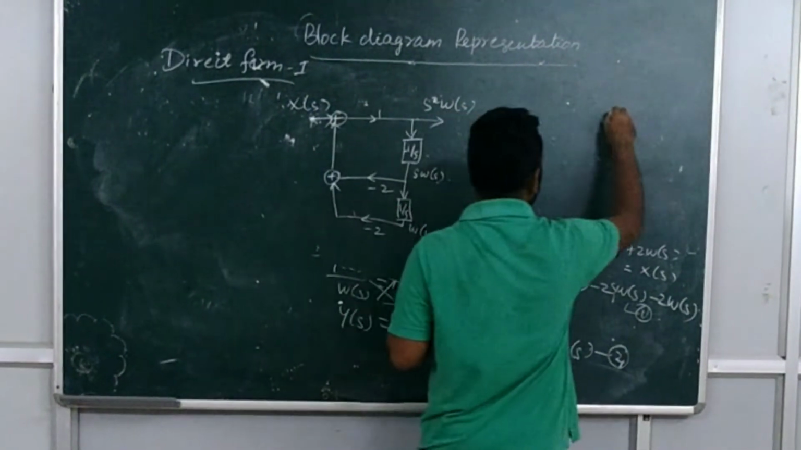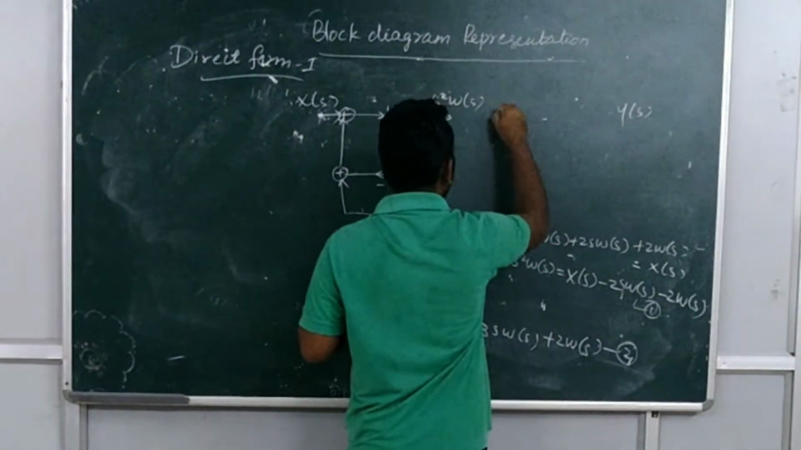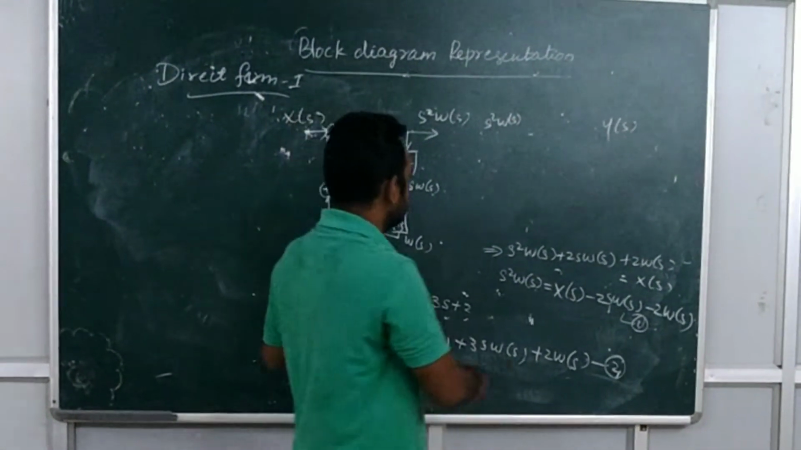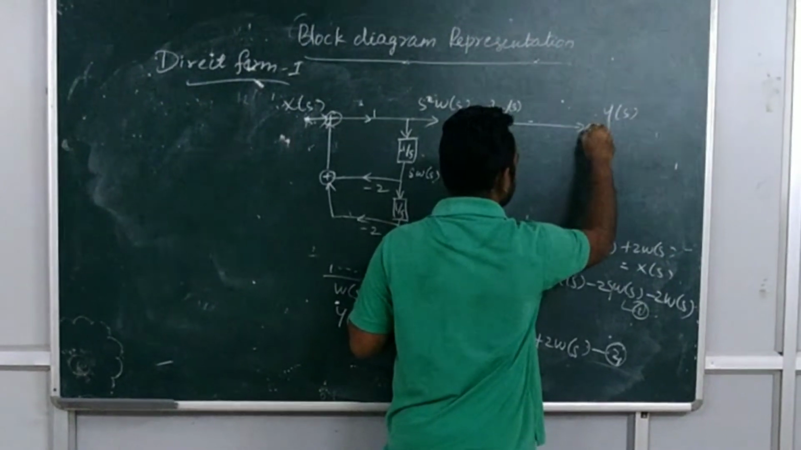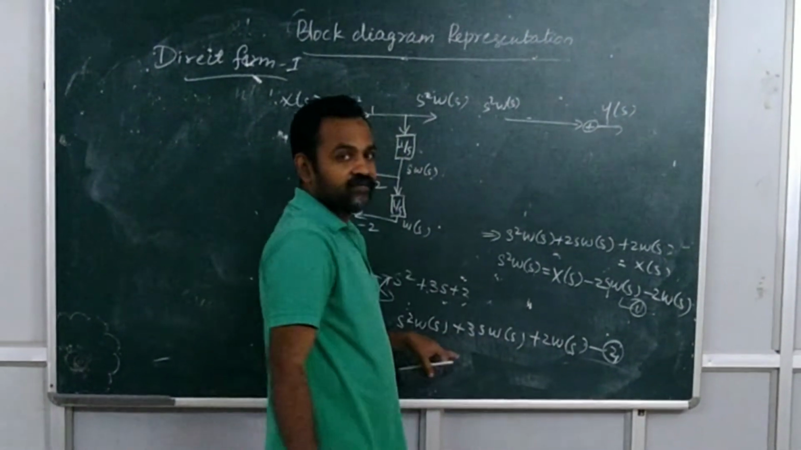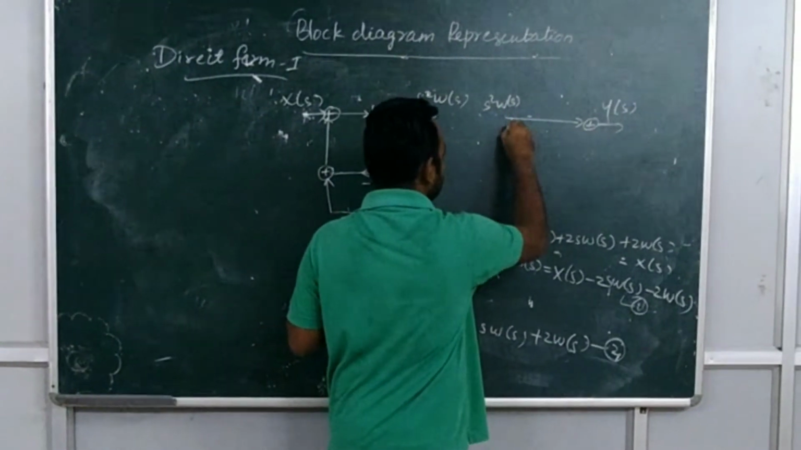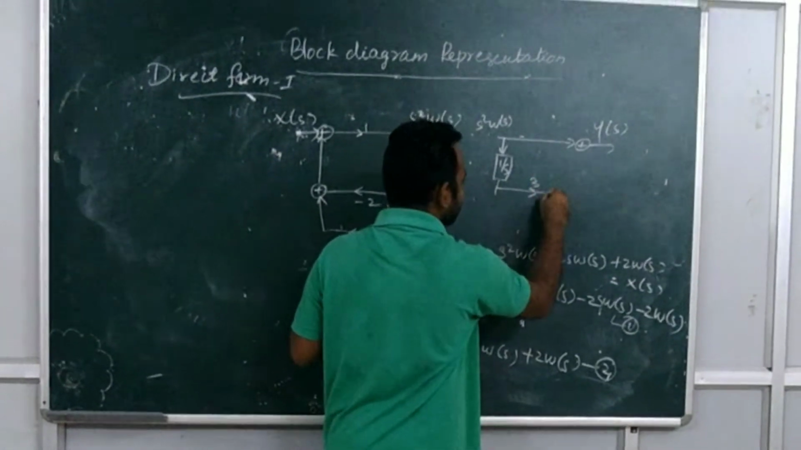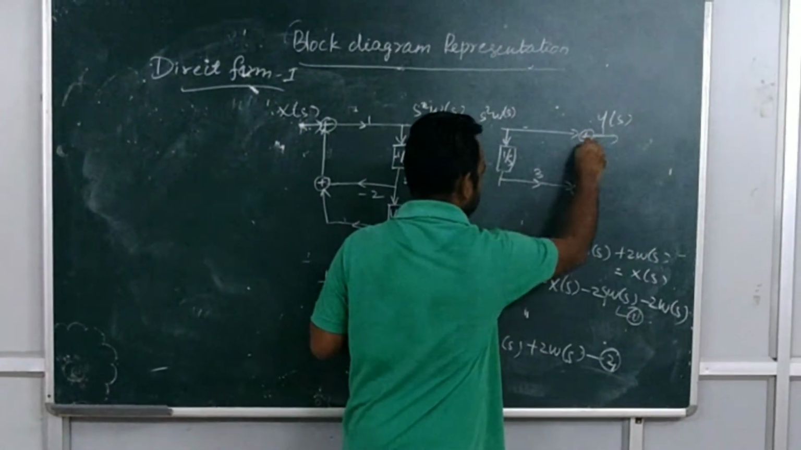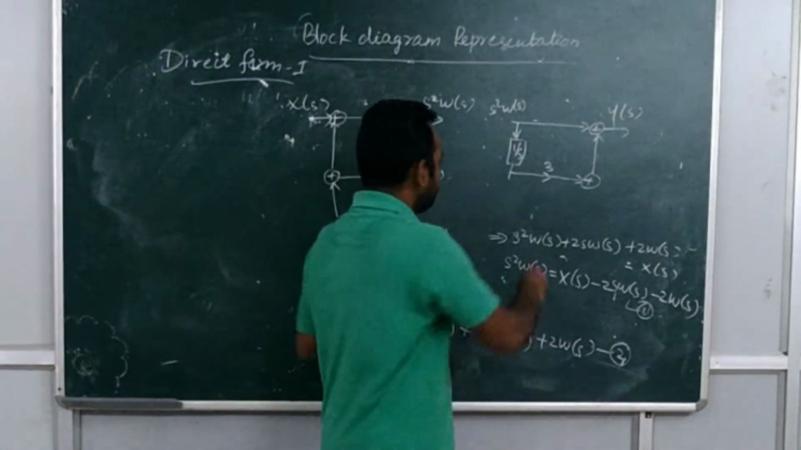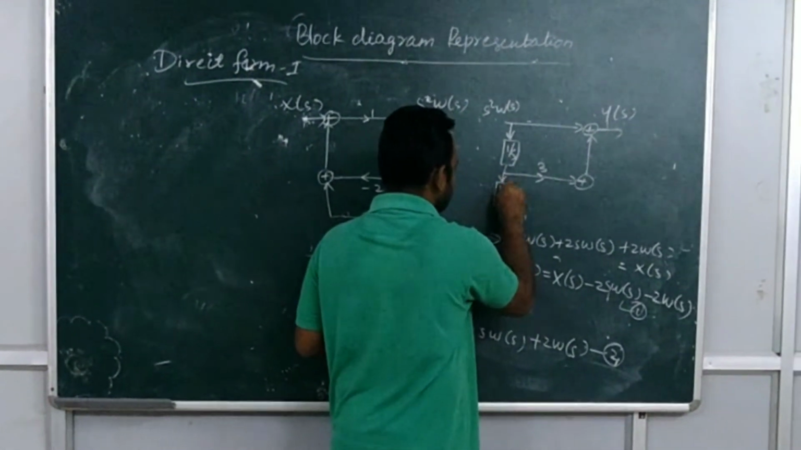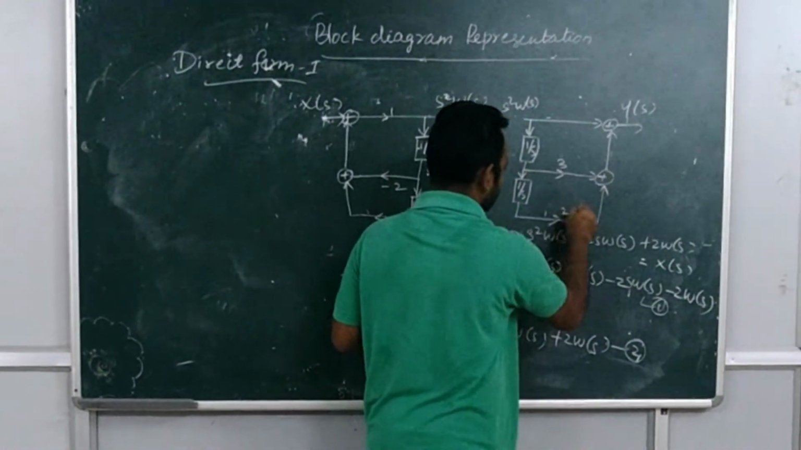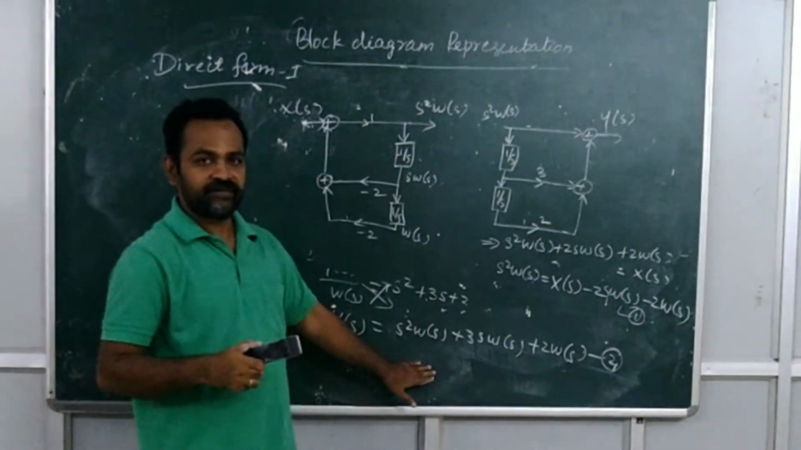Next we are considering this equation. So Y of s is the output and s square W of s is the input. So s square W of s is going directly and here you are having 3s W of s. So here you are connecting an integrator and the magnitude is 3. It is added and again 2 W of s. So once again you are connecting an integrator and its magnitude is 2. So this is the representation for equation 2.